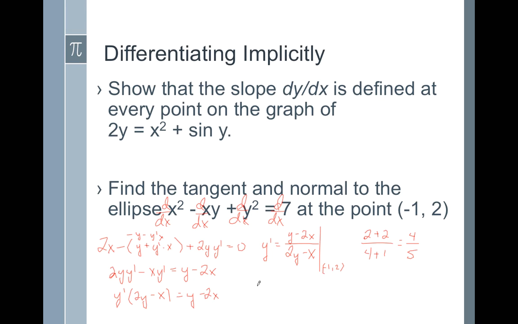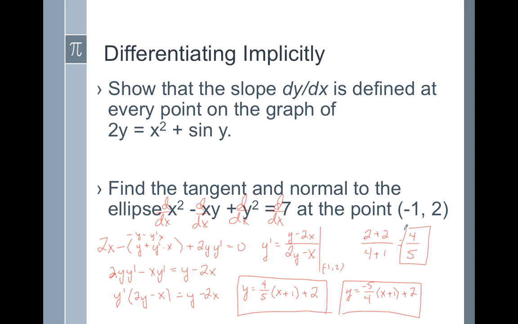And then it's pretty simple to find the tangent line. The tangent line is going to be y equals 4/5 times x plus 1 plus 2. And the normal line is going to be almost exactly the same thing, except with a perpendicular slope of -5/4 times x plus 1 plus 2. So notice tangent lines and normal lines, same thing as before. That should be pretty obvious. Finding the slopes is the new stuff because of the implicit differentiation.